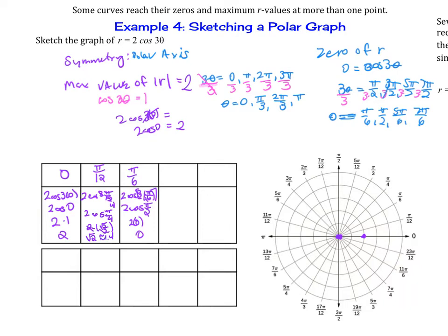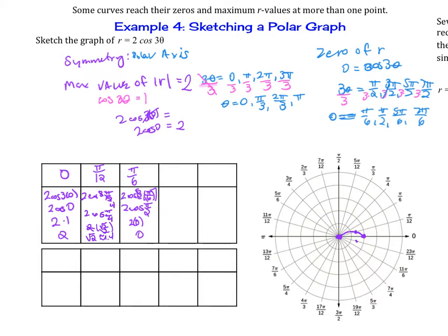So at pi over 12, I'm at 1.4, and so that helps me a little bit more about what's happening with my graph, right? So it started here, this is my first point at 2, then it goes here, and then I know that it's going to reflect eventually down here as well at the 23 pi over 12.